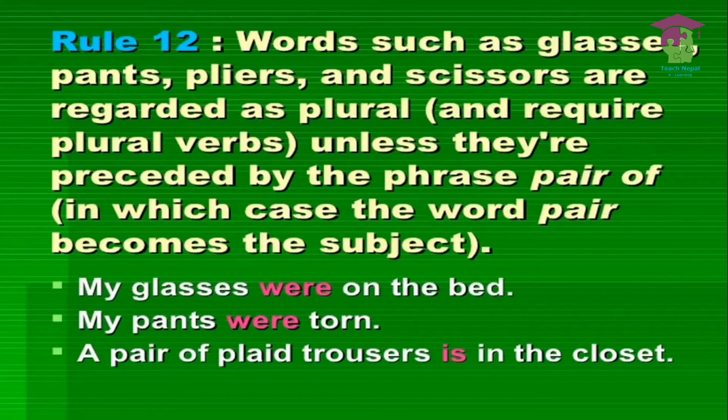Words such as glasses, pants, pliers, and scissors are regarded as plural and require plural verbs, unless they are preceded by the phrase "pair of", in which case the word pair becomes the subject. For example, my glasses were on the bed, my pants were torn, a pair of plaid trousers is in the closet. Right? So here a pair भएर चाहिँ एउटा आइटम, एउटा सिंगुलर जनायो, एउटा भयो. But my pants, glasses, right, alone, when they come, they don't come with a pair, we need to use plural verb. But a pair केसमा चाहिँ we need to use singular verb there.